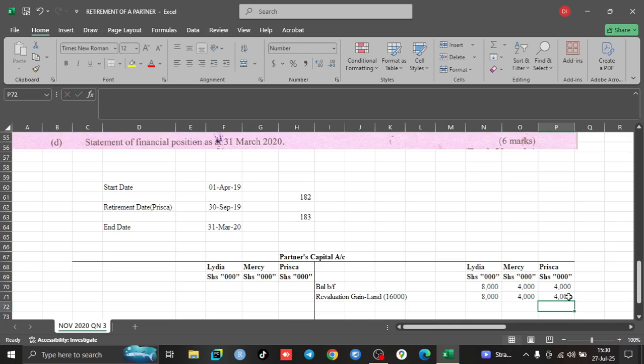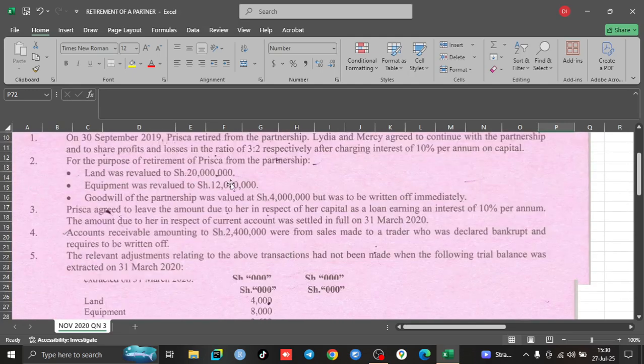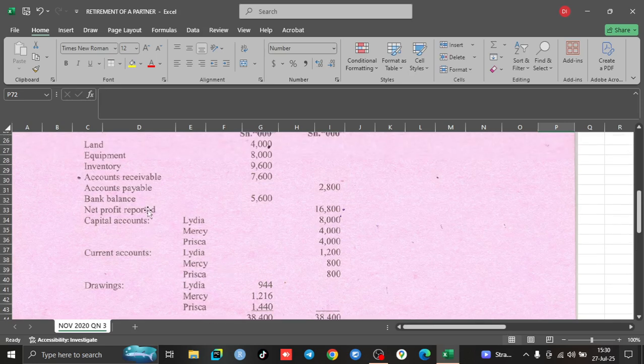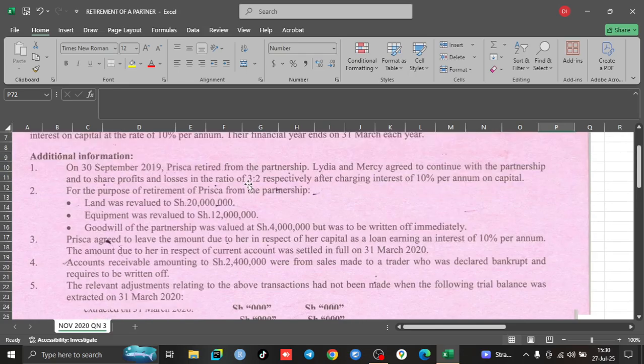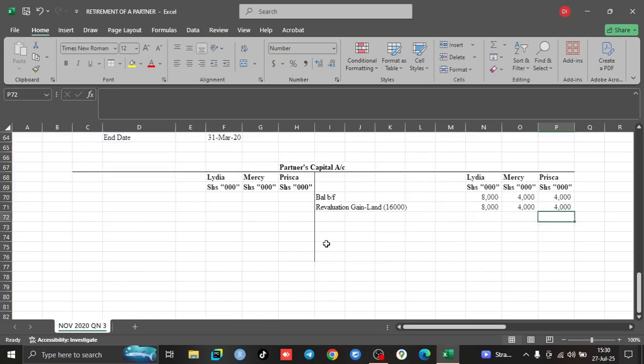So you get the valuation gain apportioned as 8, 4, and 4. We also revalued equipment. Equipment was revalued to 12 million. The value before was 8, so 8 to 12. The revaluation gain on equipment was 4 million.